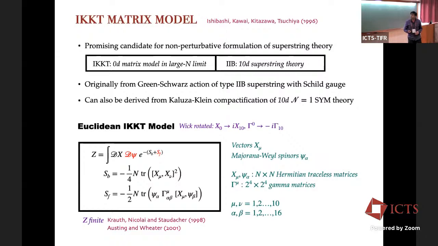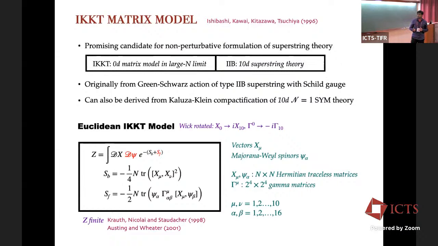IKKT matrix model. So in 1996, a zero-dimensional IKKT matrix model was introduced as a promising candidate for non-perturbative formulation of superstrings. It's a zero-dimensional matrix model, and in the large N limit, it is the non-perturbative definition of 10-dimensional type 2B superstring theory. It was originally derived from the Green-Schwarz action of the type 2B superstring with a certain gauge choice, and it can also be derived from dynamical compactification of 10-dimensional N equal to 1 super Yang-Mills.